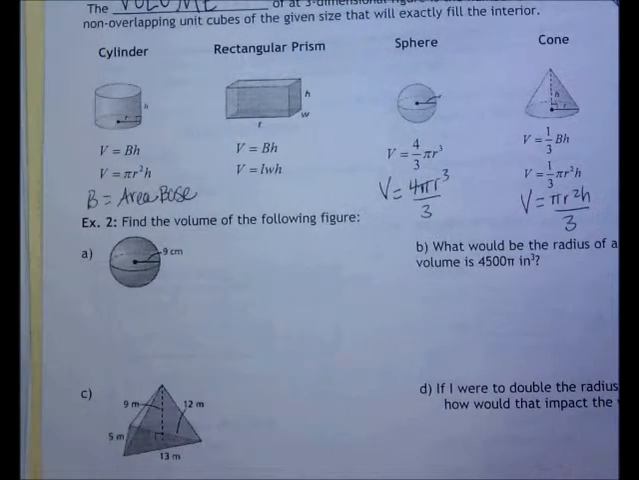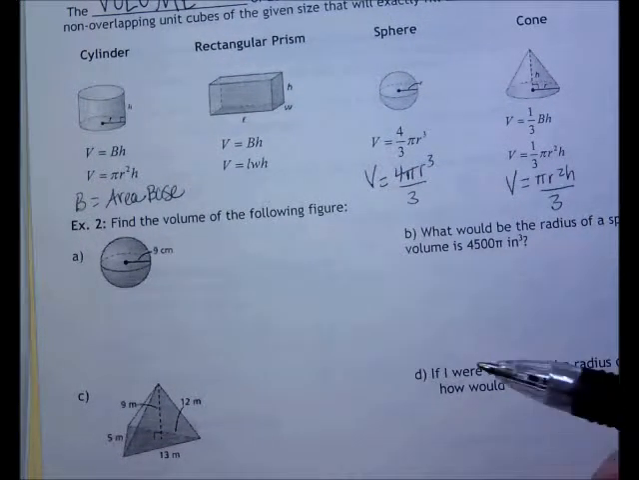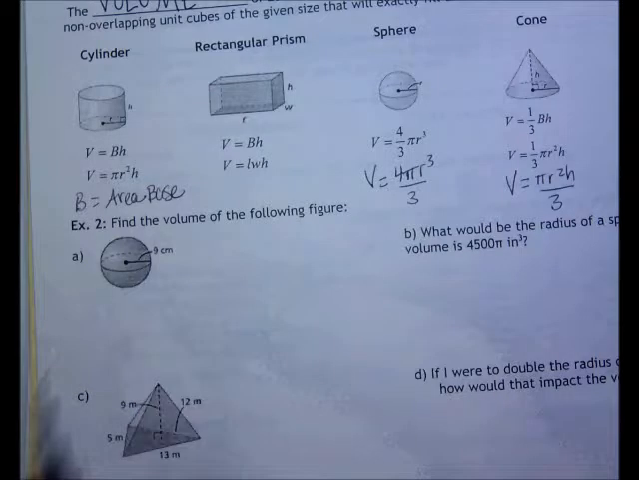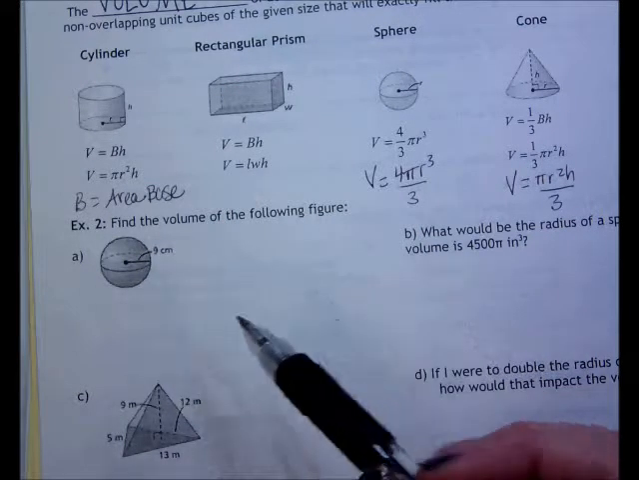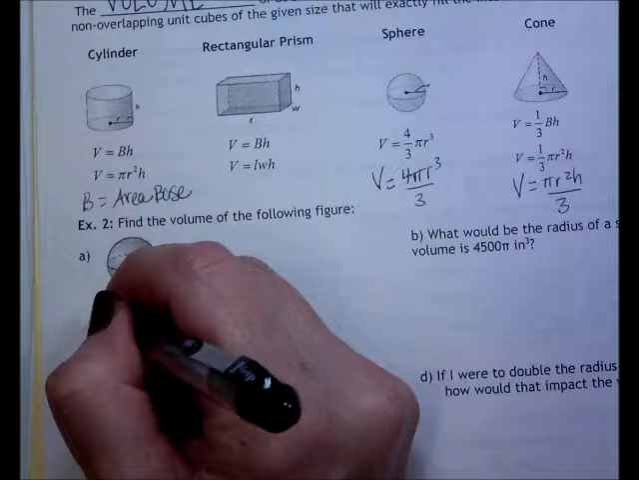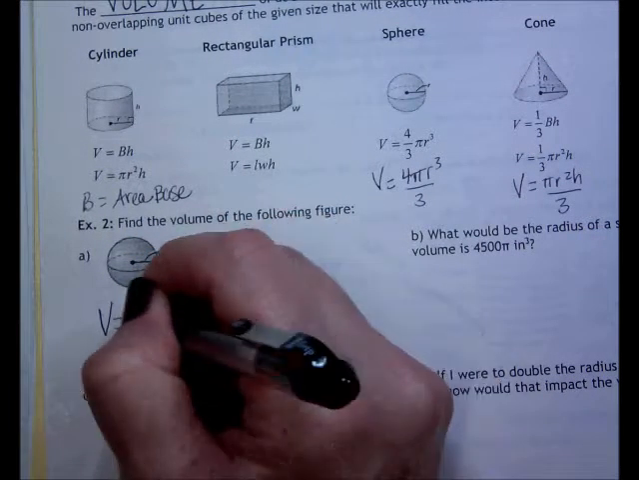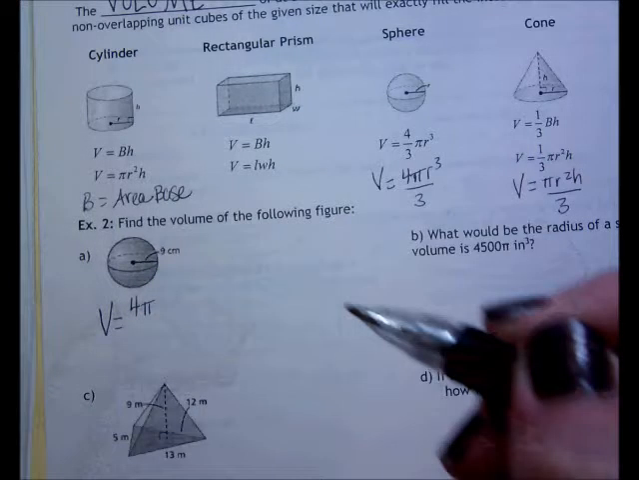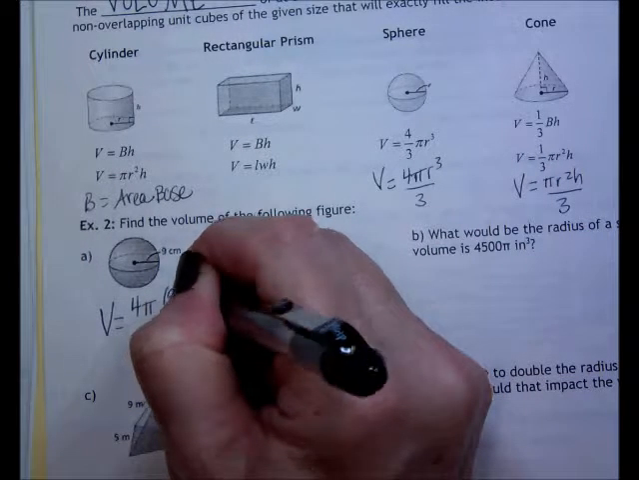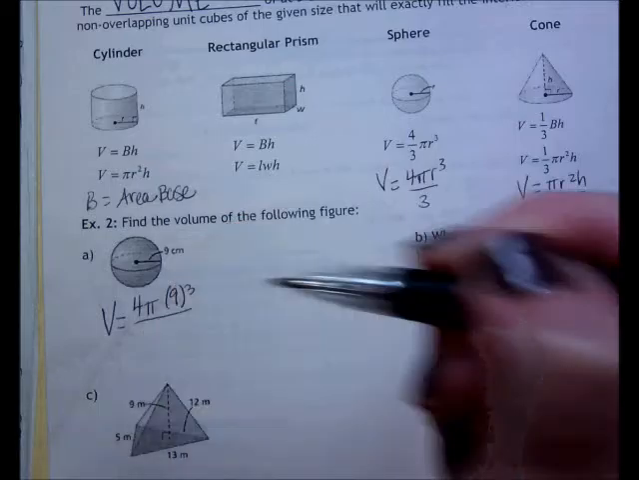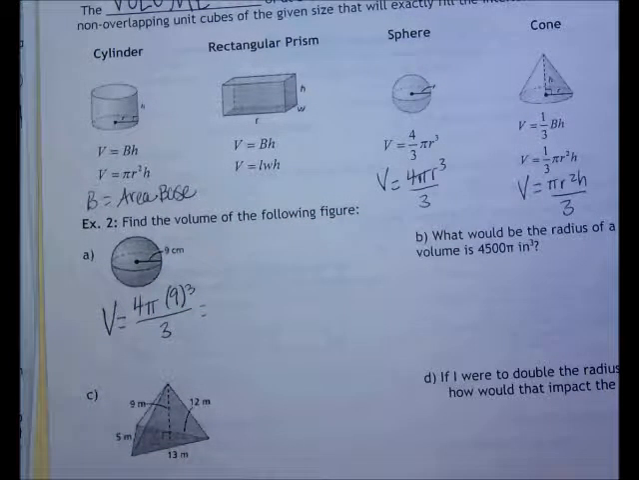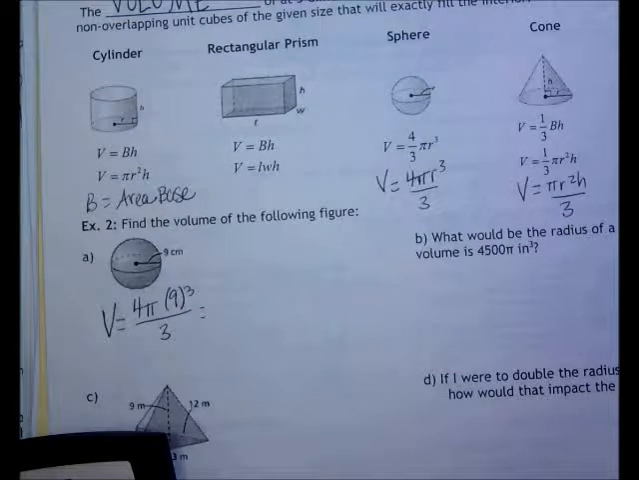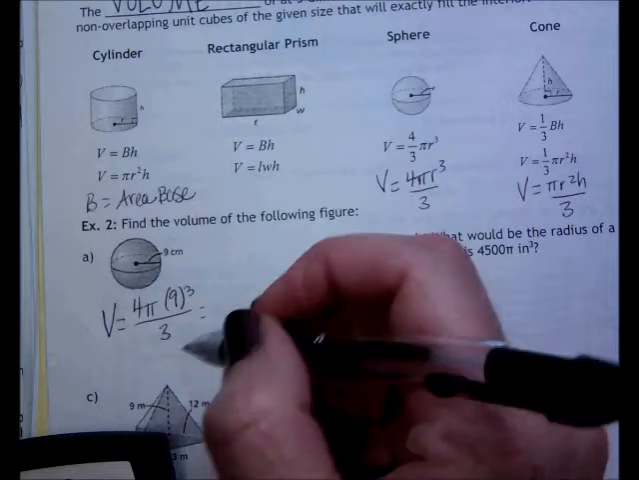The first thing we did was example 2A, and every single time you should write down which formula you are using. It's a sphere, so I use the formula for a sphere. So volume is equal to 4 times pi, and then r cubed divided by 3. I plug that into my calculator, and we gave answers in terms of pi, and rounded to the nearest hundredth.